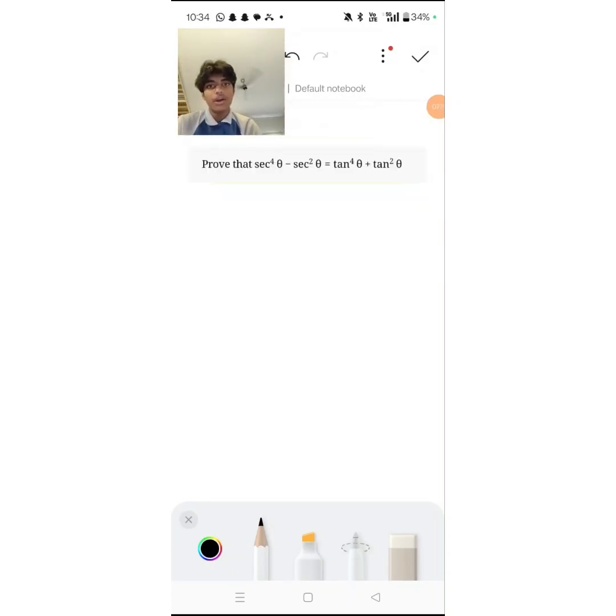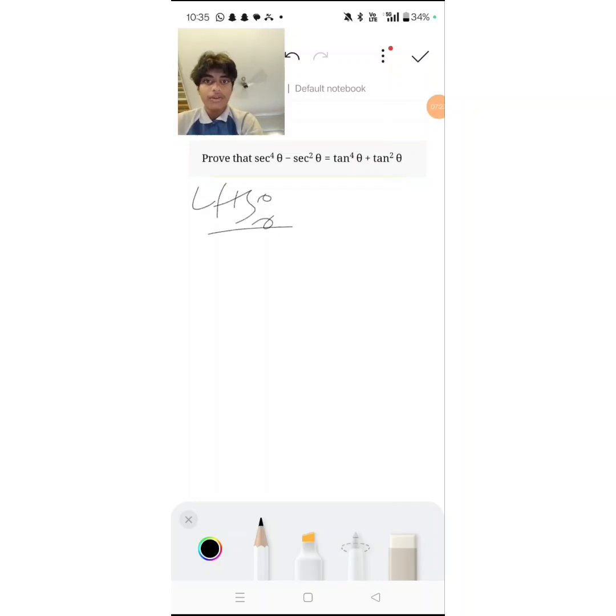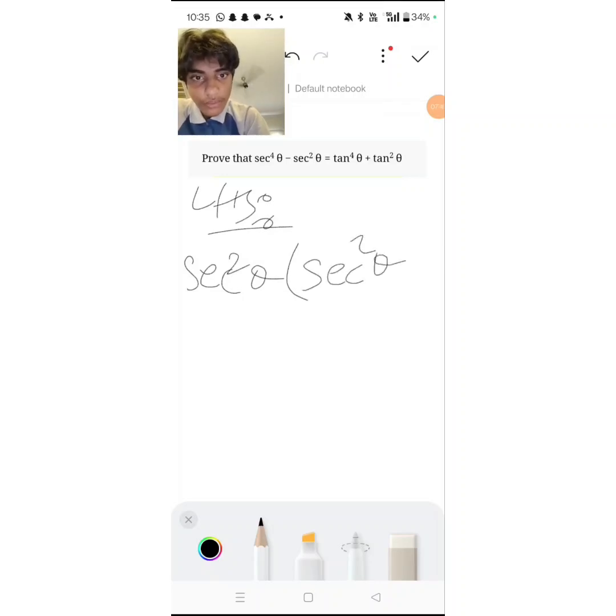This again is quite an easy one. It just involves a little bit of factorization. If you can see here, we have a secant here, we have a secant here, we have a tan here, we have a tan here. So easily we can just factorize this out. So what I'm going to do here is, first I'm going to write my LHS, which is nothing but sec to the power of 4 theta minus sec square theta. So what I'll do is, I'll factorize out secant square theta, sec square theta minus 1.